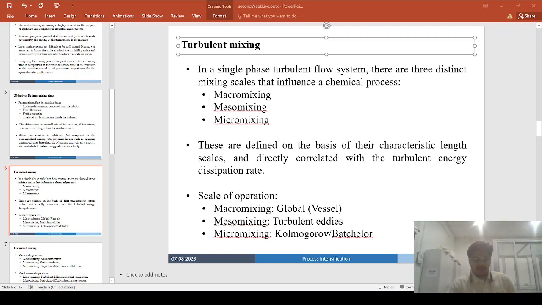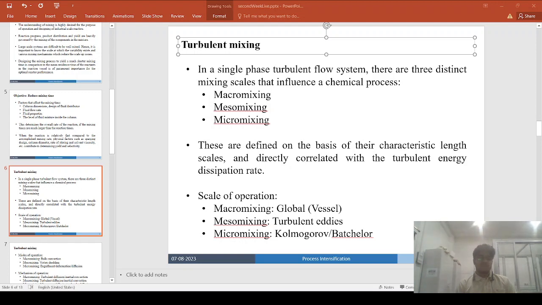Now, mixing phenomena is generally associated with turbulence, because laminar flow is what we call the diffusion limited flow regime. So laminar flows are diffusion limited, where the convection, mass and heat transfer just occur via diffusion only. But turbulent flow is what we associate with mixing via convection.